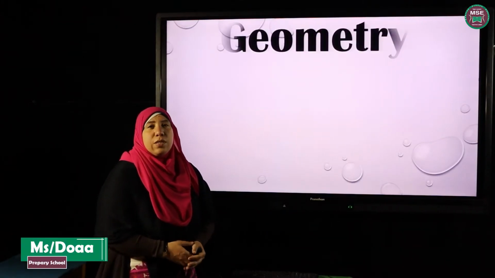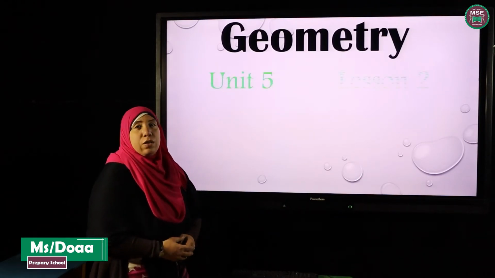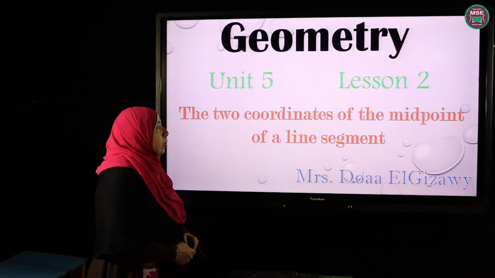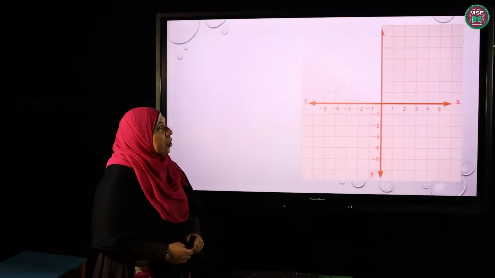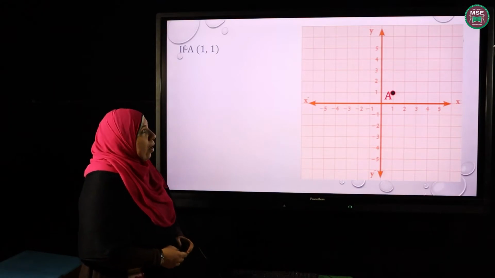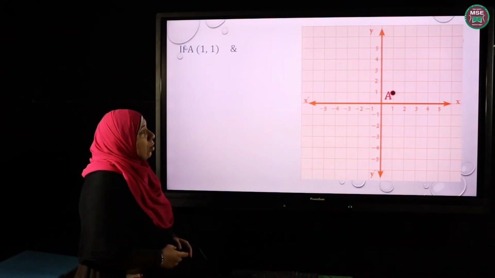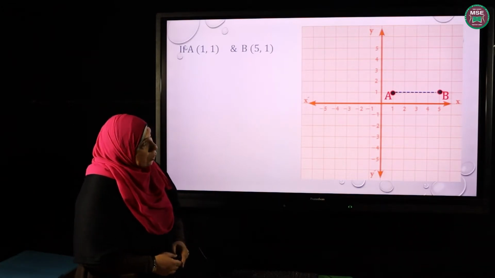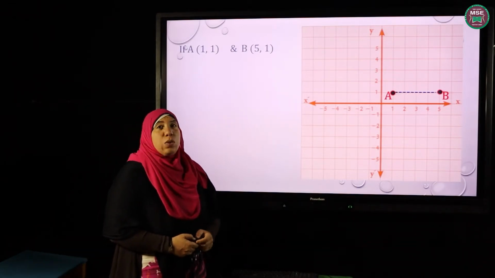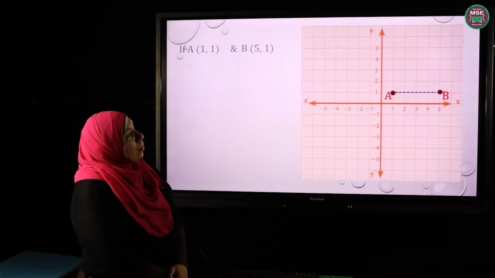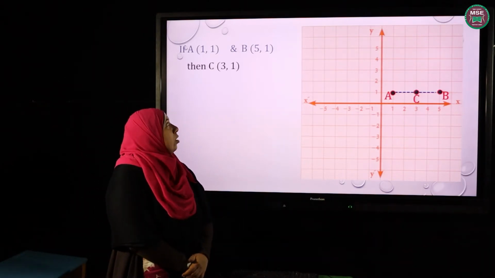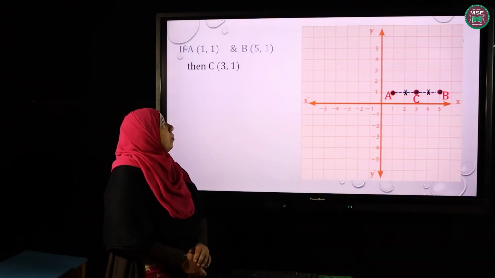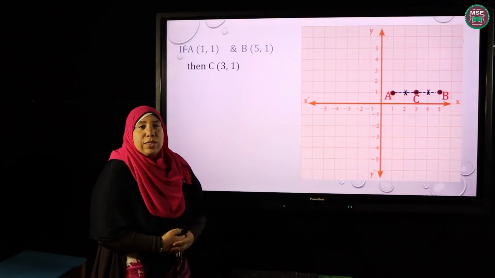Dear student, our lesson today is the midpoint of a line segment, or the coordinates of the midpoint of a line segment. For example, if I have two points on the graph, A (1, 1) and B (5, 1), I want the midpoint of this line. The midpoint is here, (3, 1). It bisects AB into two equal parts. What did you notice here?